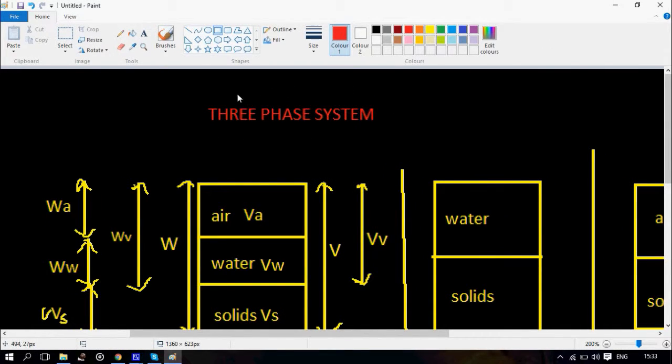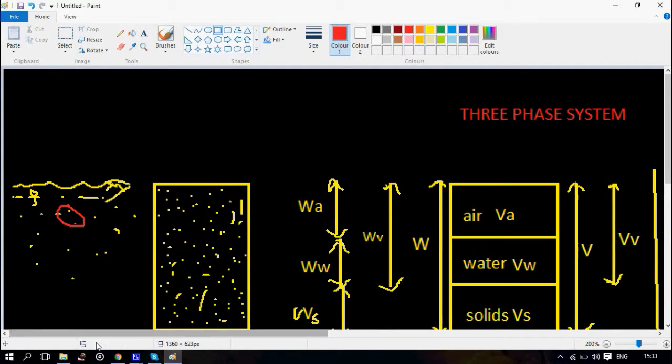Today's topic is a three-phase system. It is generally related to soil mechanics. So now just consider some ground here, some rapid ground, wherever you want, and take this to be the water level. Let's assume the water level is here. So I'm taking some soil from this portion of the ground.